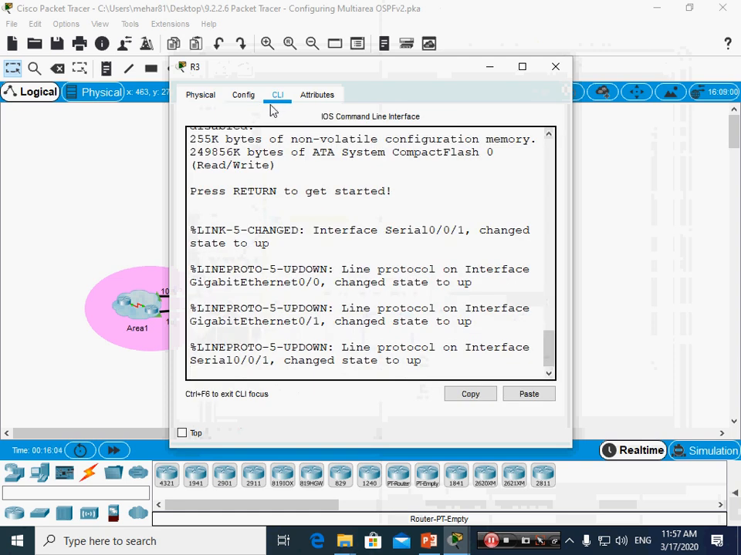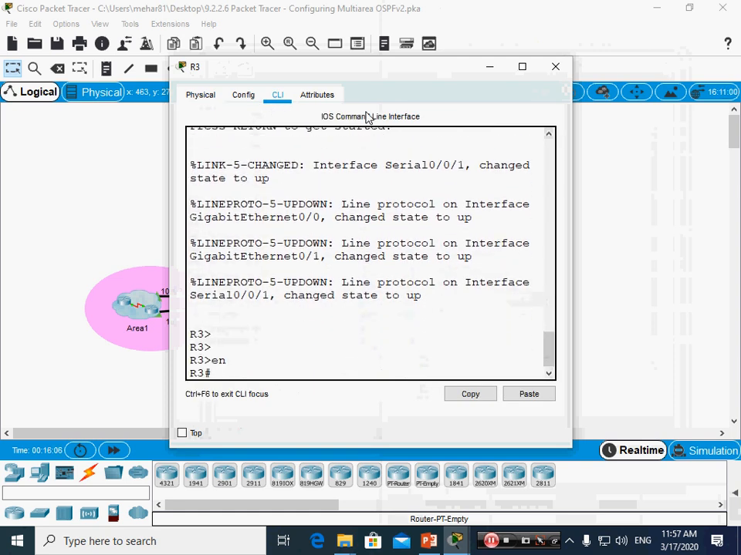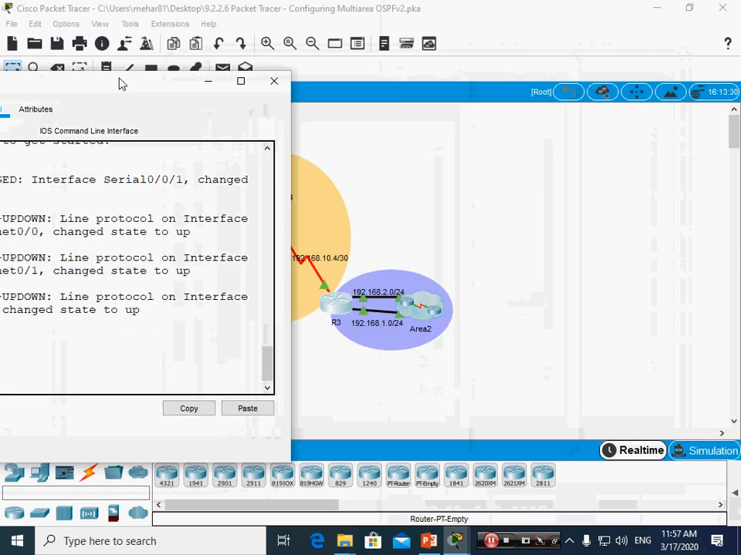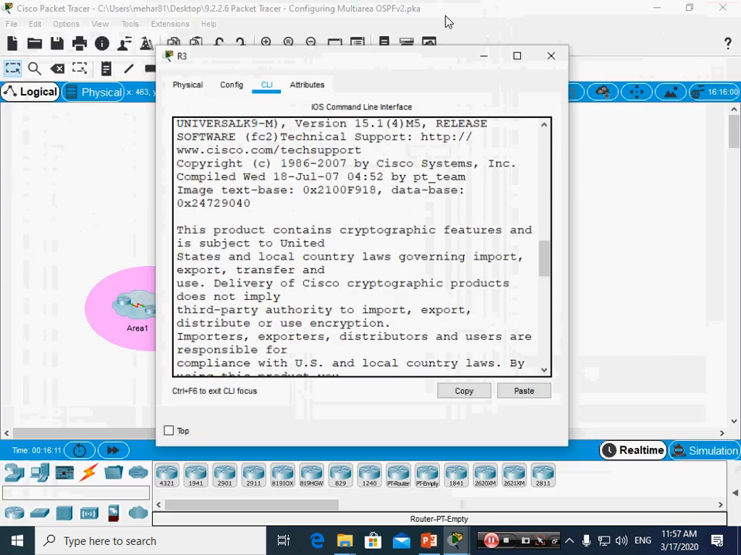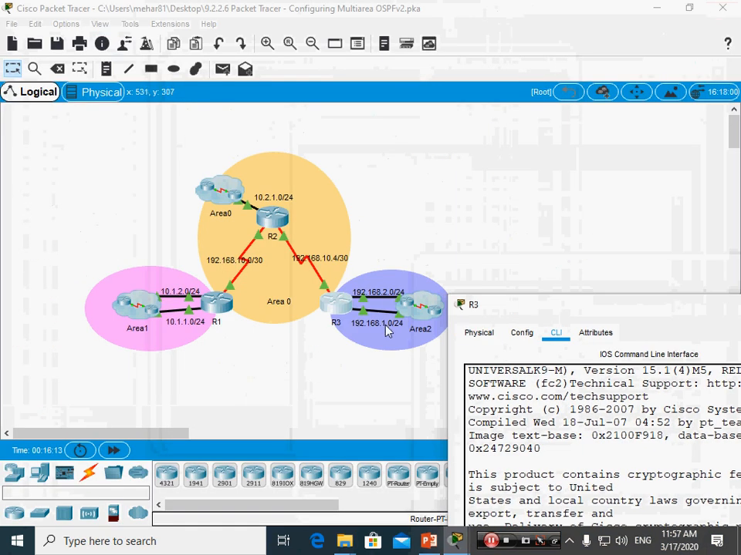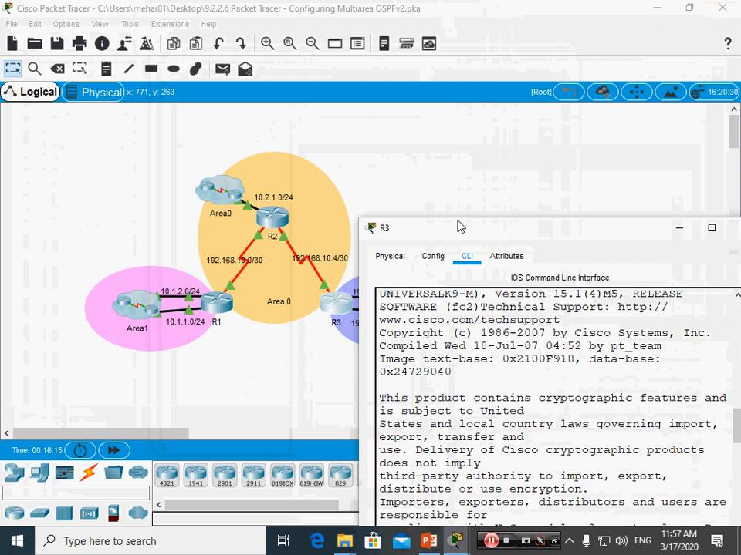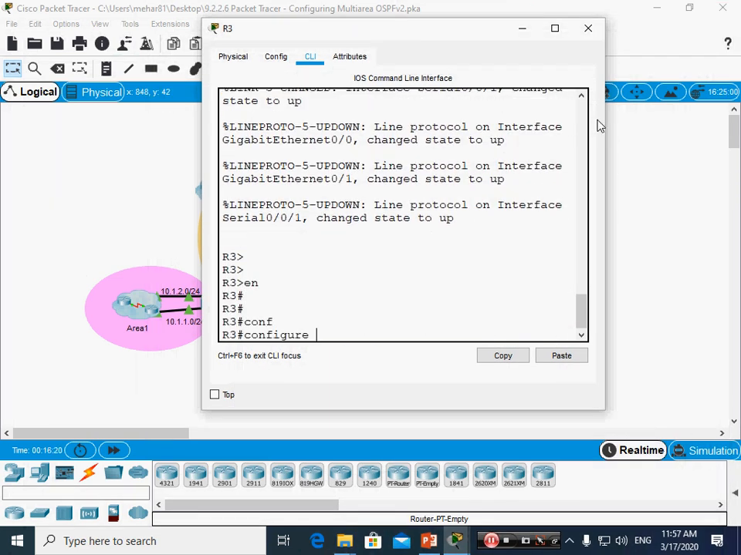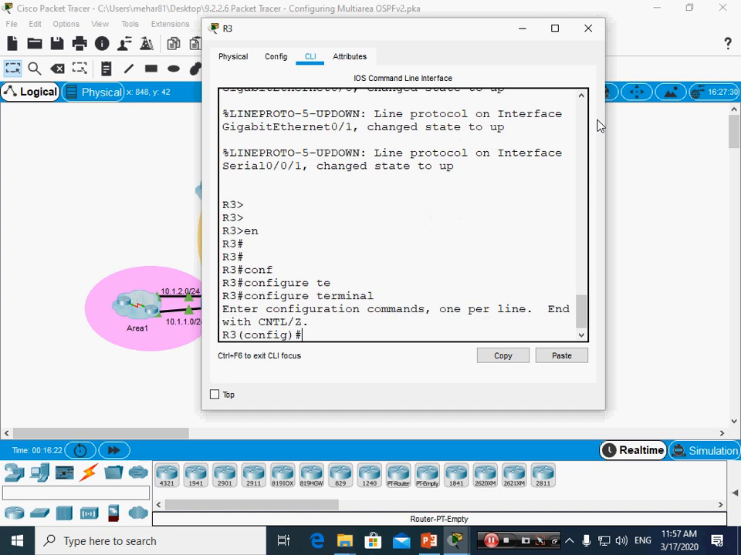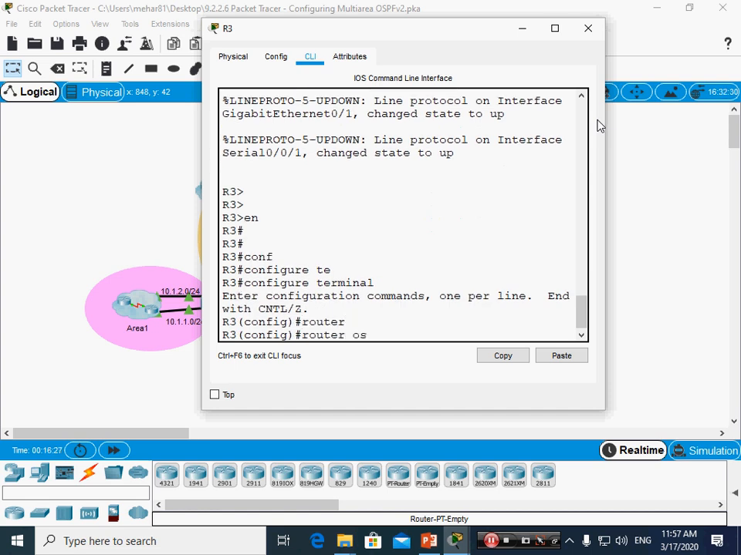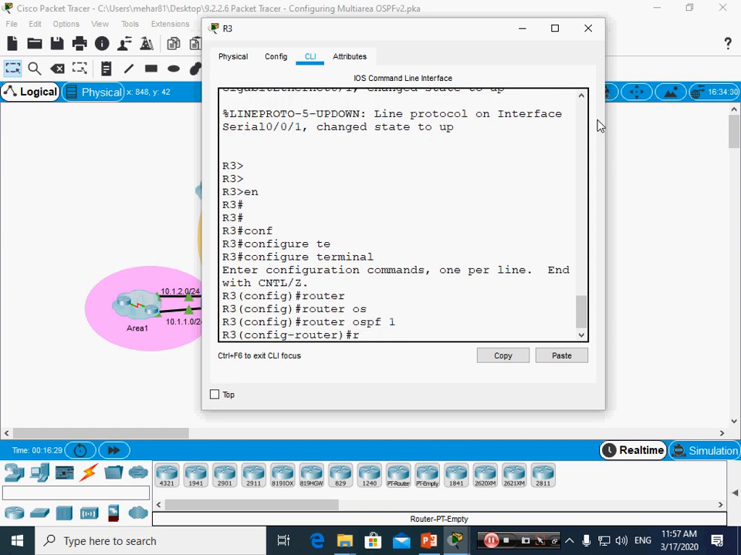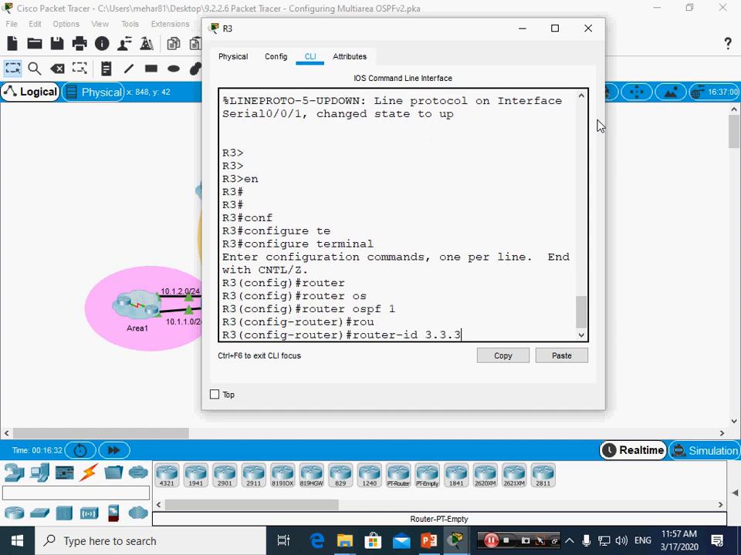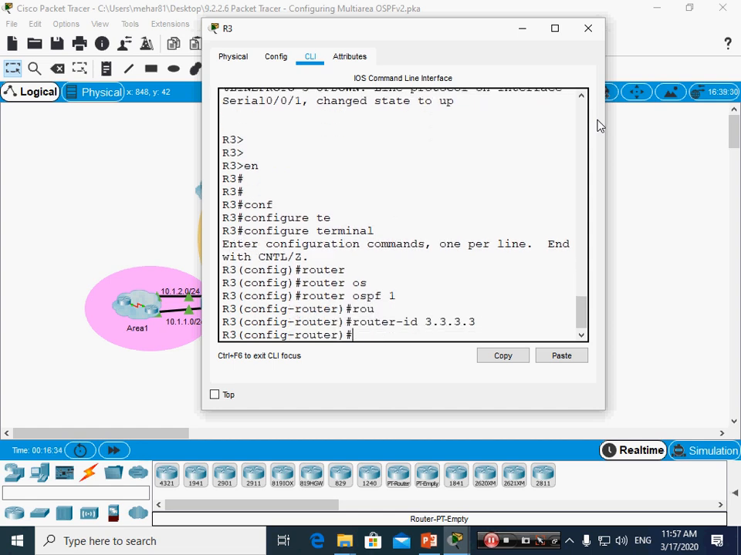I will not take much of your time. Quickly I will go and configure the networks. How many networks do we need to configure? I need to configure the 1.0, 2.0 and 10.4 networks. So quickly I will go to configure terminal. In configure terminal, what I need to write: router OSPF 1, router ID 3.3.3.3, and then I need to type the network command.